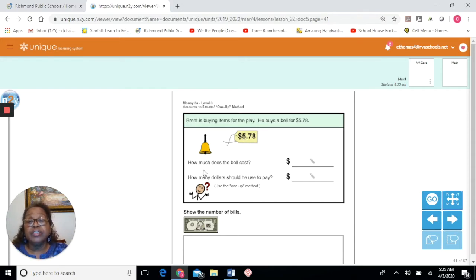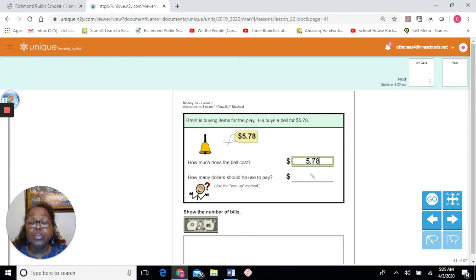So the question is, how much does the bell cost? Now I'm going to type the value in, but as I'm typing, you will see a red box, and the box will remain red until I put the complete whole amount in. So let's get started. $5.78. Box is green. I did that part right.